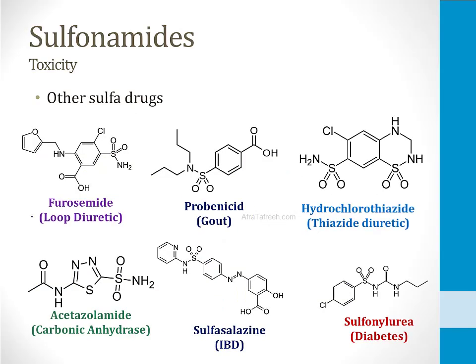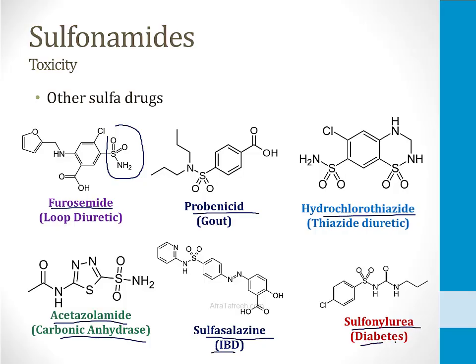Shown on the screen here are a number of other sulfa drugs. For example, furosemide, a loop diuretic, contains a sulfur moiety, so it is a sulfa drug. So is probenecid, which is used for gout. So is hydrochlorothiazide, a thiazide diuretic. The same is true of acetazolamide, which is a carbonic anhydrase inhibitor. Also sulfasalazine, used for inflammatory bowel disease, and also sulfonylurea drugs used for diabetes. All of these drugs contain a sulfonamide moiety, so they are sulfa drugs.